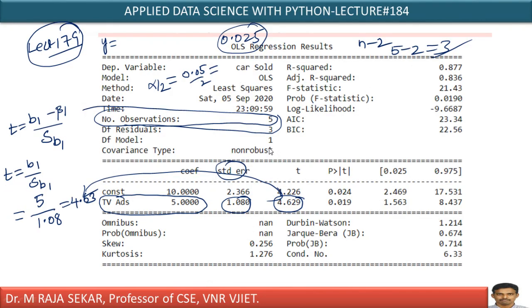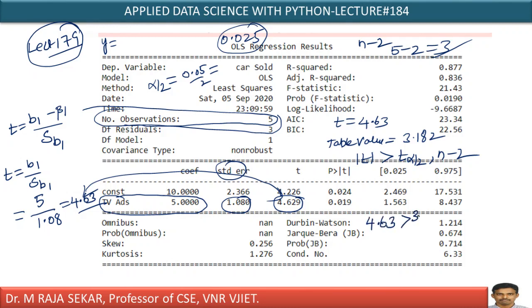Now you have got two values. What does it mean? My test statistic value is 4.63, and my table value is 3.182, isn't it? Mod t is greater than t of alpha by 2 at n minus 2 degrees of freedom. That is, 4.63 is greater than 3.182.